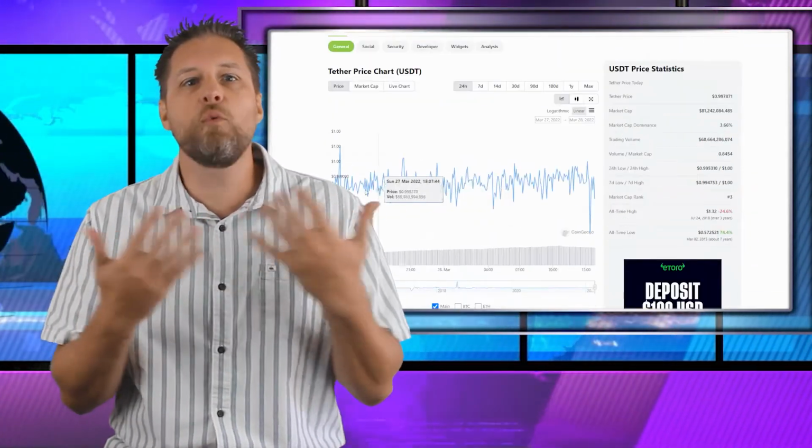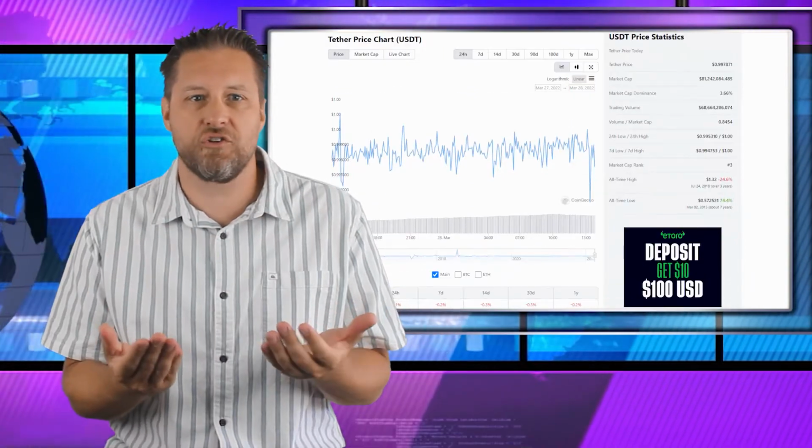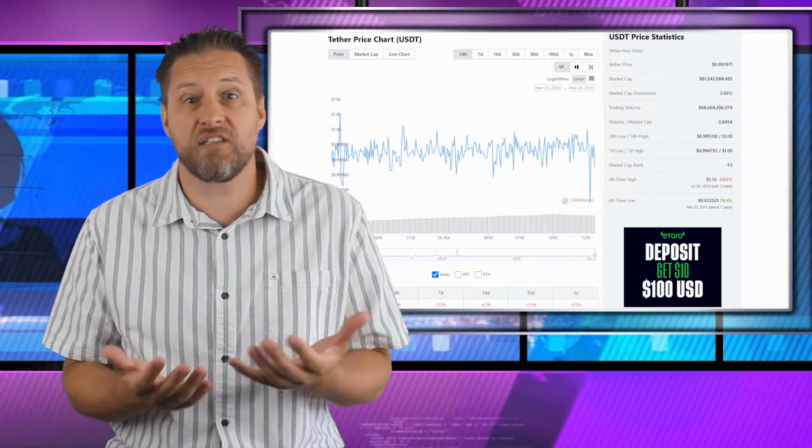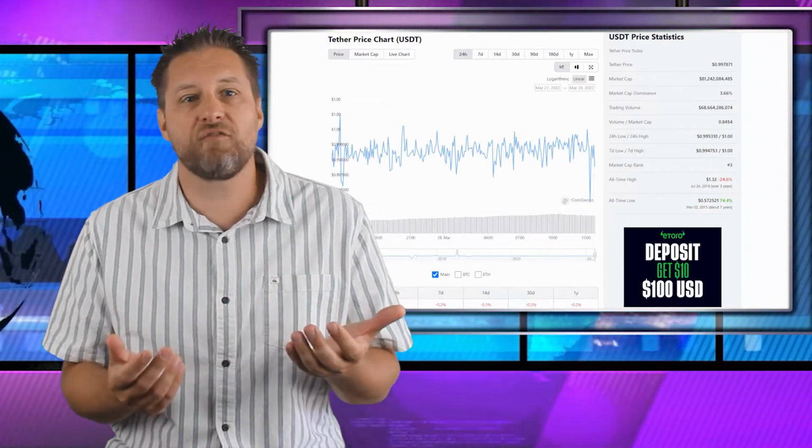Okay, so how do we move them around between these different versions then? Well, first off, you may not actually have to. So if you're trading on a centralized exchange, you don't really have to worry about that.